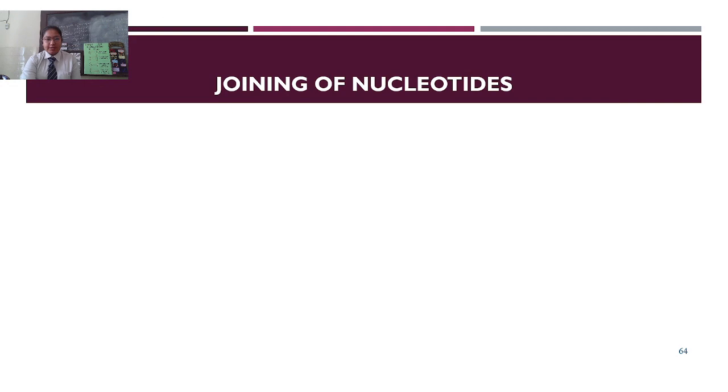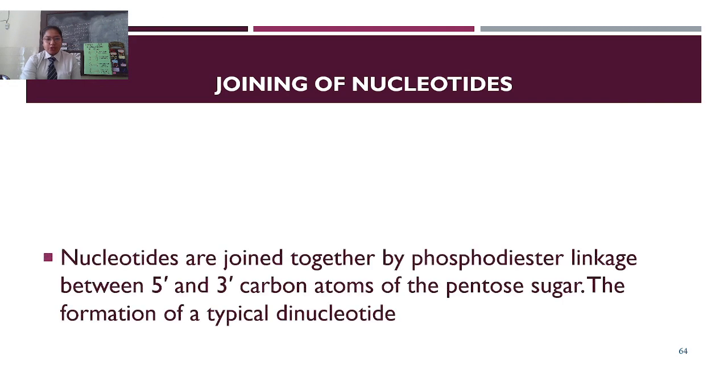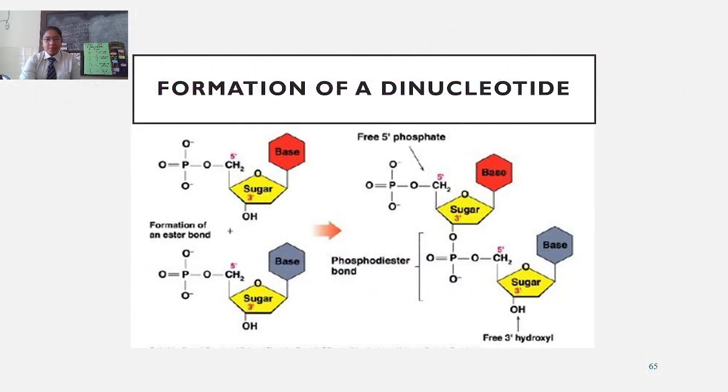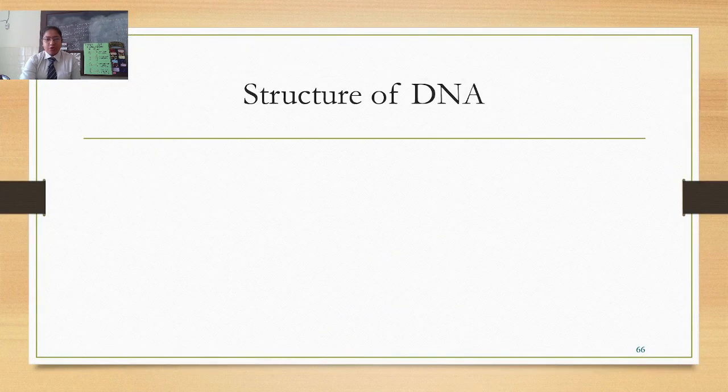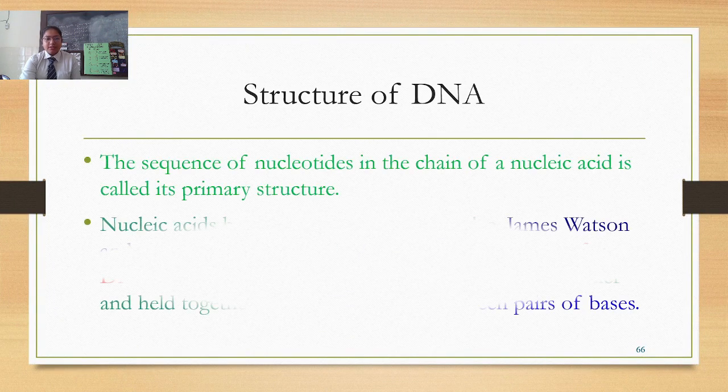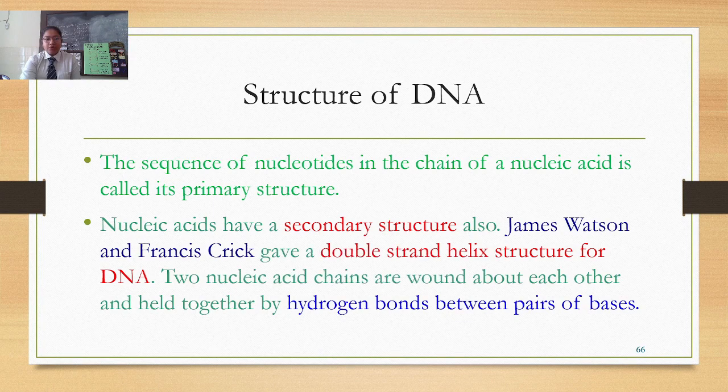Joining of nucleotides. Nucleotides are joined together by phosphodiester linkage between the 5' and 3' carbon atoms of the pentose sugar. The formation of a typical dinucleotide. Structure of DNA. The sequence of nucleotides in the chain of a nucleic acid is called its primary structure.